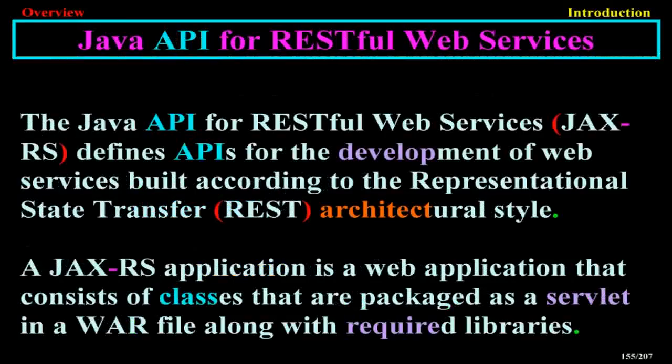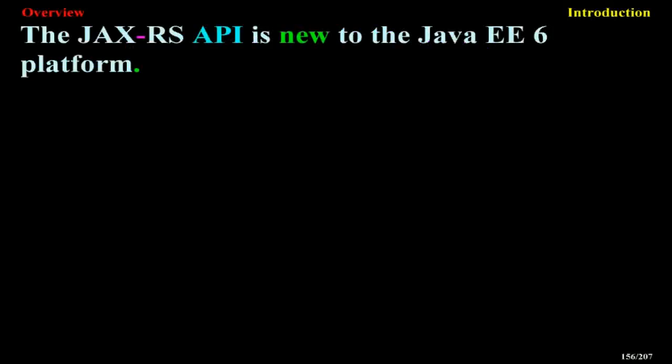Java API for RESTful Web Services. The Java API for RESTful Web Services (JAX-RS) defines APIs for the development of web services built according to the representational state transfer (REST) architectural style. A JAX-RS application is a web application that consists of classes that are packaged as a servlet in a WAR file along with required libraries. The JAX-RS API is new to the Java EE 6 platform.